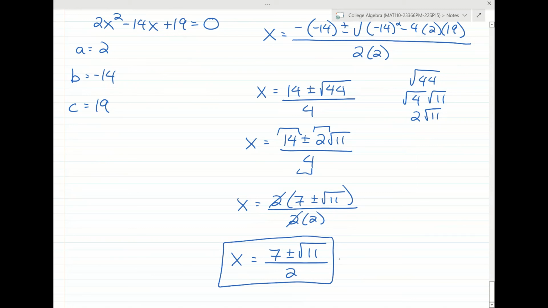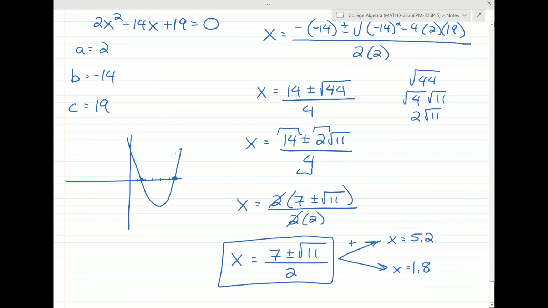If you wanted to convert these to a decimal, you could do that afterwards. I would only accept the perfect answer, but if we're going to do 7 plus the square root of 11 and divide by 2, one of the answers, if we add, would be 5.2. And one of the answers, if we subtract, would be 1.8. So what this means on our graph is that it crosses at a little more than 5 and a little before 2. The graph would look something like this. You would only convert to decimals to graph it.